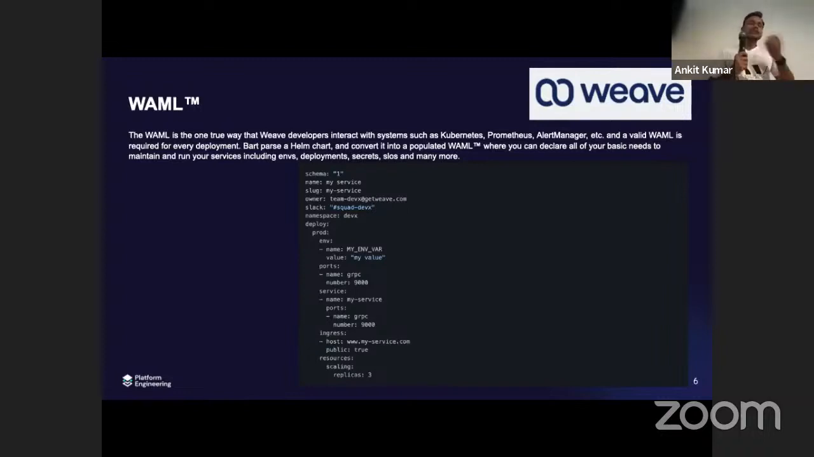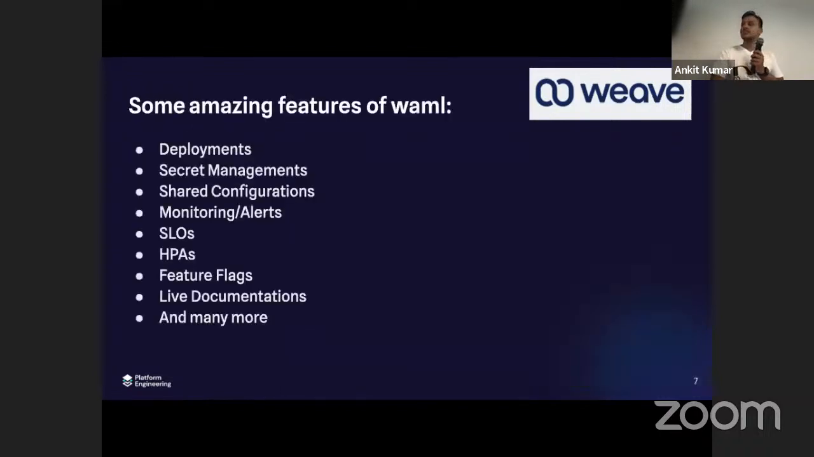Continuing on the same topic. Earlier, people used to write a lot of YAML files. Now we just pass 80 to 100 lines of YAML. Some of the major features of this YAML are that you can mention your deployments, secret management, shared configuration, how you do monitoring, your alerts, SLOs, HPA, and even feature flags and documentation. Whatever you want to do in your common services, you can use this file, and you don't need to build a new service around it.